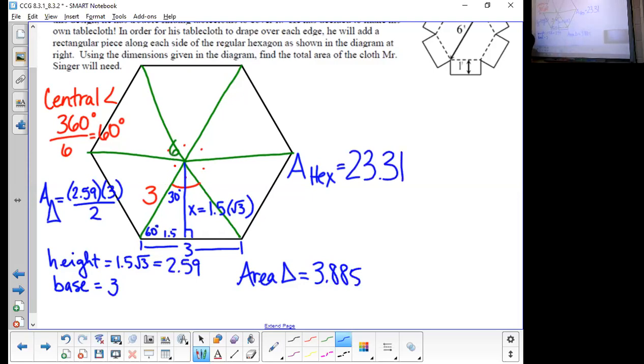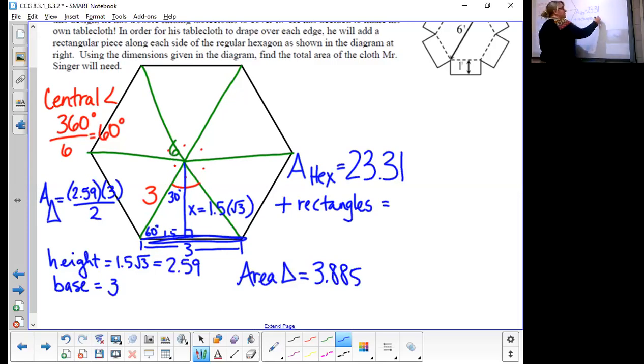Is that all that he needs for his tablecloth? No, because then I have to add on those 6 rectangles. The rectangles have a length of 3 because they're on the end of the hexagon there, and a width of 1. So they have an area of 3 times 1, 3, and there's 6 of them. So then I would have to add on 18 to get my total. Okay, questions about that one?